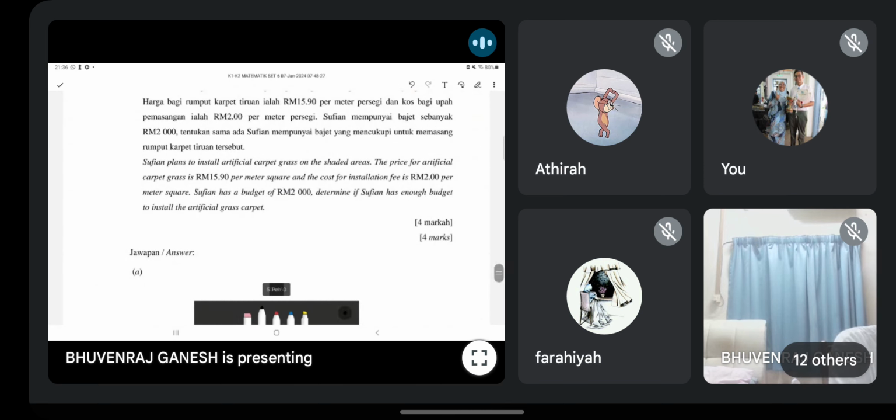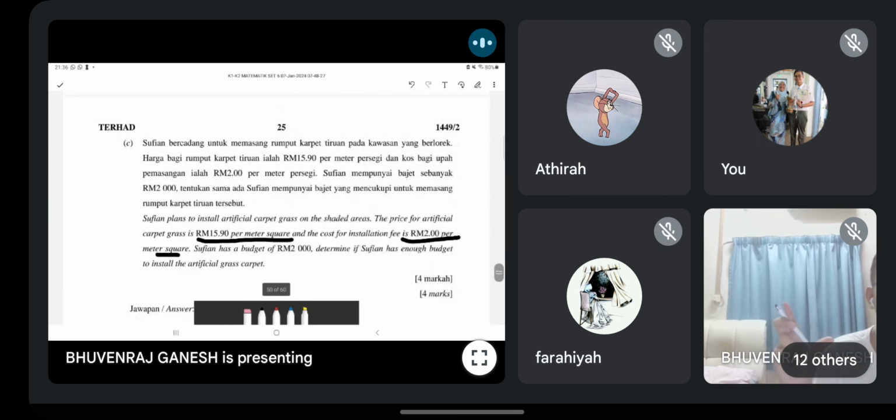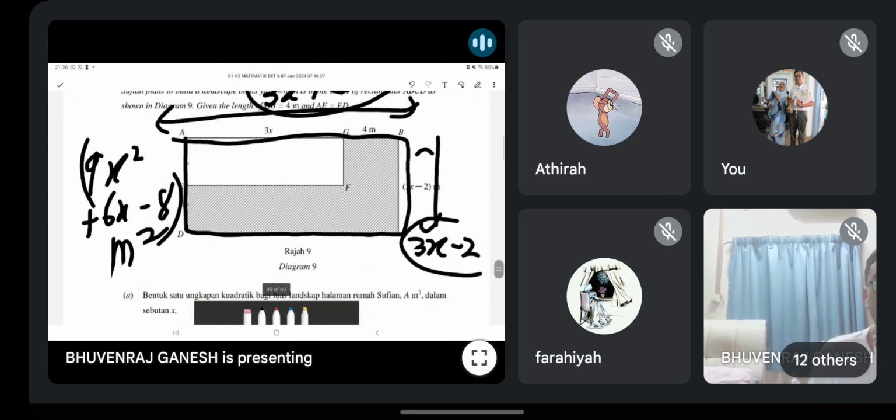Okay, next one. Okay, yang ni mereka involve aplikasi sikit lah. Mereka kata 1 meter persegi RM1590. Lepas tu ada juga installation fee, kos pemasangan. Okay, they say for the shaded area. Jadi kamu kena carilah luas yang berlorek. So macam mana cari guys luas berlorek? Kamu ambil luas seluruh, the whole diagram area minus this area lah, luas yang ni. Okay, so guys, saya nak tanya, apa panjang ini ya, yang merah? What is the red length? Siapa boleh bagi tahu?